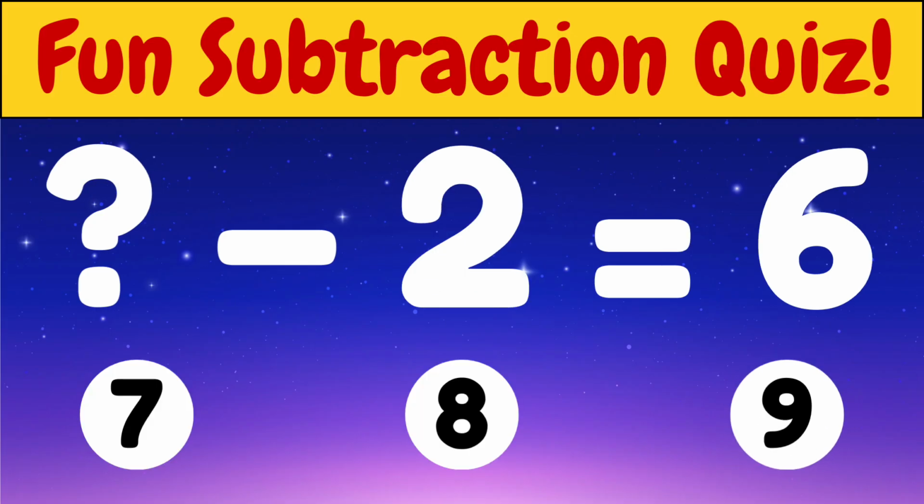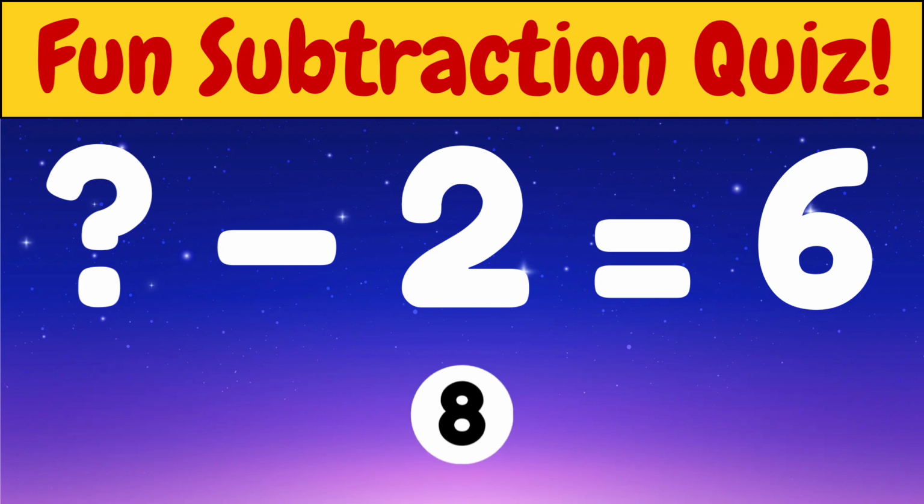Blank minus 2 equals 6. Let's find the right answer. Yes, great job. The correct answer is 8. Because 8 minus 2 equals 6. Well done.